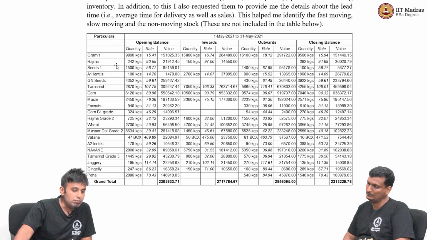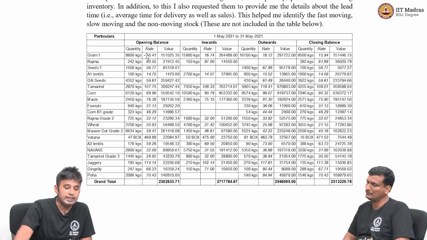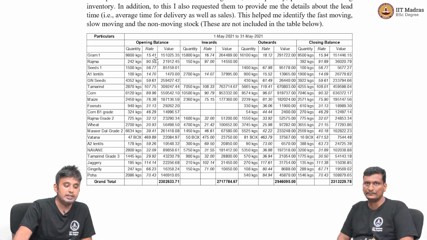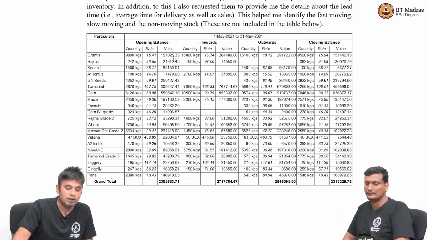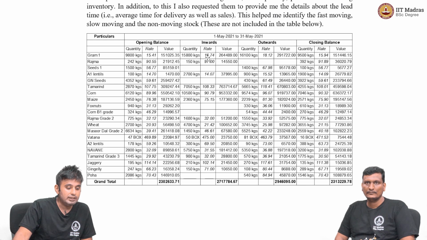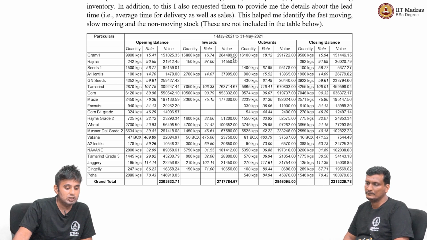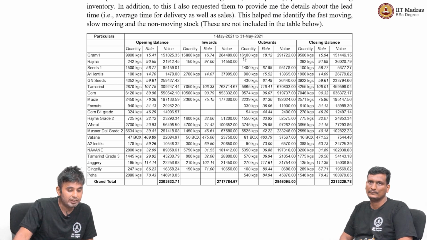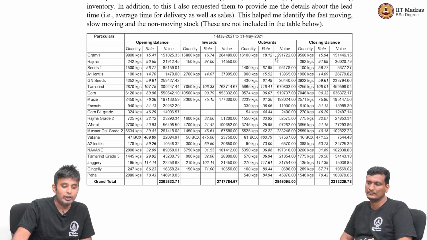Now you might have one more question. The value is obtained by multiplying the quantity with the rate. If you look at the first row, the opening balance, 9,800 into 15.41 gave approximately 1.5 lakhs. 15,800 into 16.74 gives approximately 2,65,000. 16,100 into 18.12 gave approximately 2,91,000. So is the closing balance value the summation of the opening balance value plus inwards minus outwards?